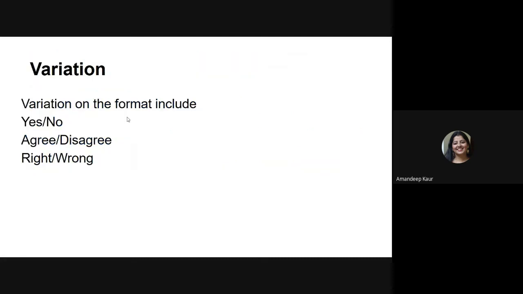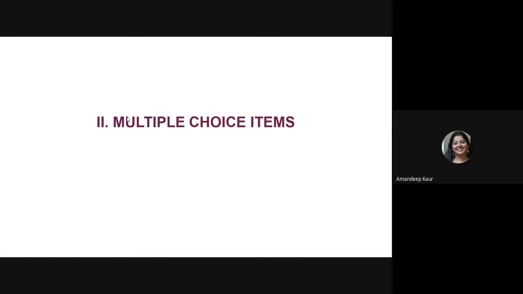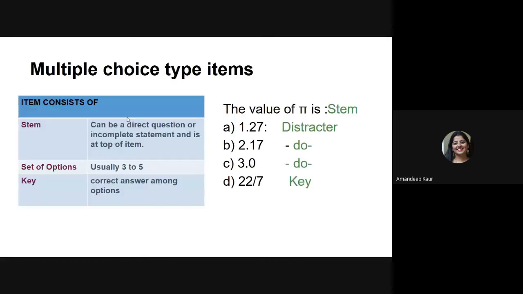So these can be the variations: yes and no, agree, disagree, right or wrong. At the same time, when it comes to designing alternate choice test items, it is also possible for the teacher to assess higher order ability among students. So: indicate whether the statement is true or false. If false, change the statement to make it correct. So that can also be the variation selected by the teacher to make it more appropriate for the student population. Another type of test item under this category is the multiple choice test item.